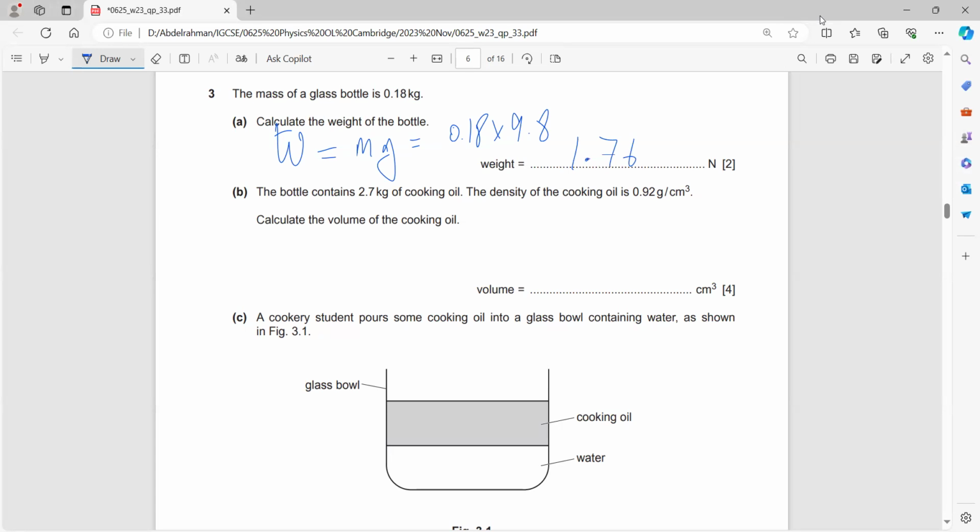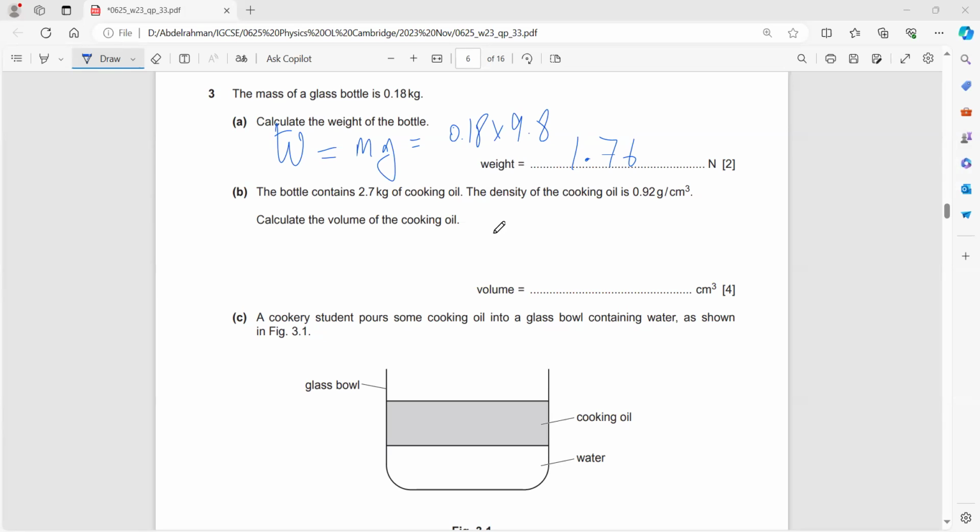1.76 newtons. The bottle contains 2.7 kilograms. The density is 0.92. Calculate the volume. Volume equals. Density equals mass over volume. Right. Density equals mass over volume. Any questions? Does anyone know? Tell me.